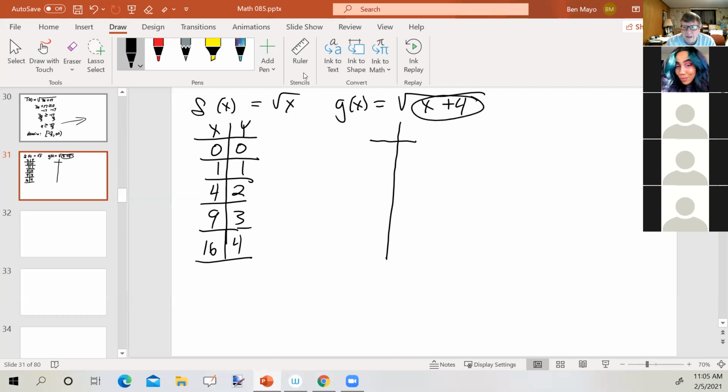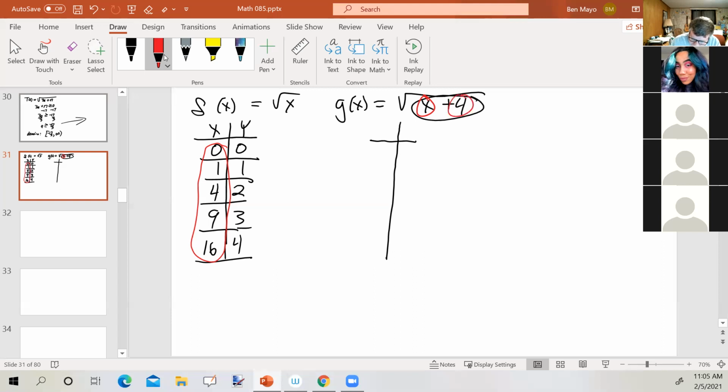Here, the radicand is x plus 4. So that means whatever number goes in for x, we're going to add 4 to that number, take the results, and find the square root of it. So now instead of me wanting X to be a perfect square like these, I want my X's to be 4 less than a perfect square, so that when I take that X value and I add 4 to it, I get a perfect square.